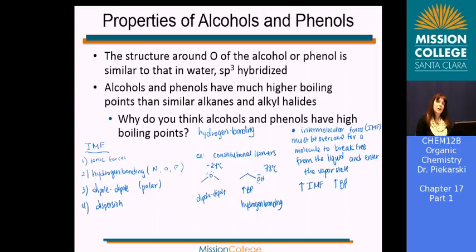I want to make sure you understand the structure-property relationship. Because rather than memorizing boiling points, which is impossible for all the compounds you learn, I want you to understand the patterns and trends based on their structures. Okay? So please come see me if you need help.